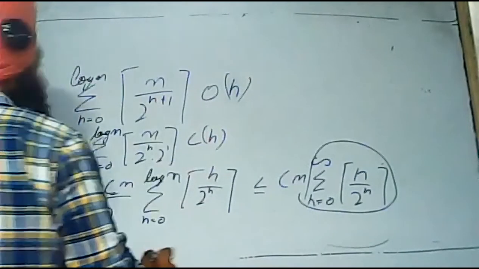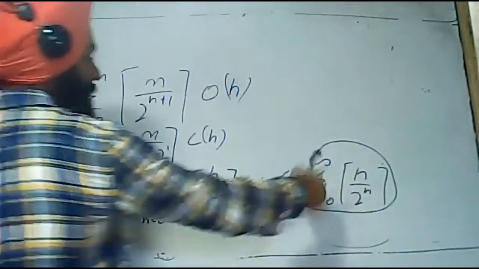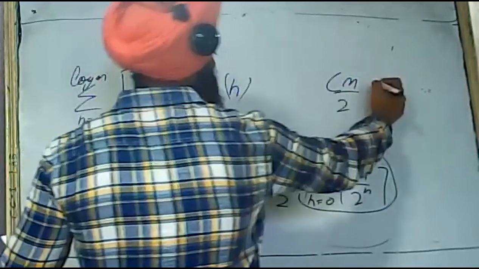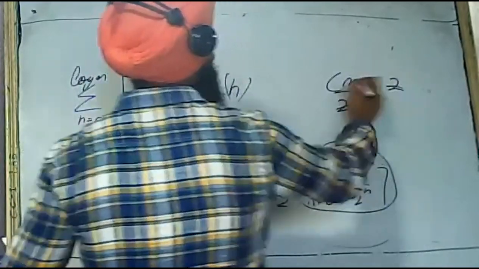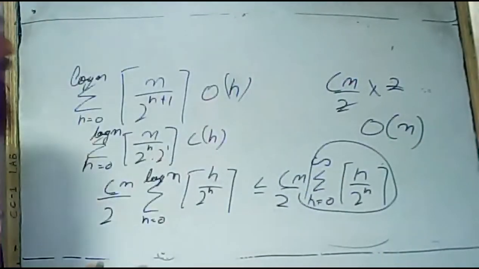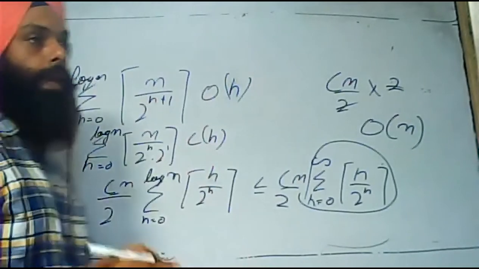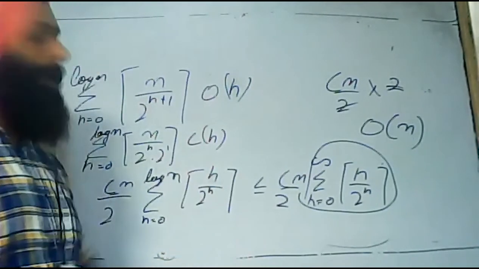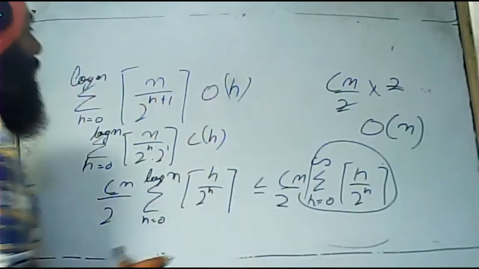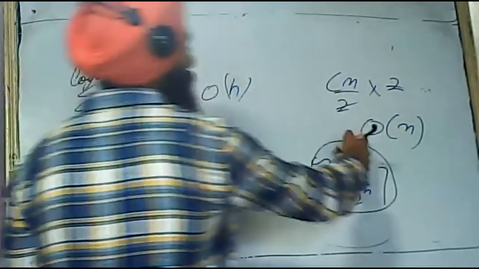This is a harmonic progression, and the answer of this series is 2. So we can write Cn by 2 into 2. So our complexity will be order of n. In order of n time, we can make any array a heap. So this is the complexity to make a heap.